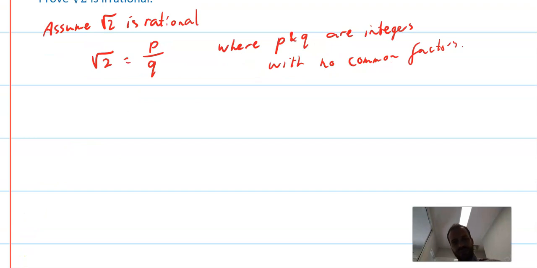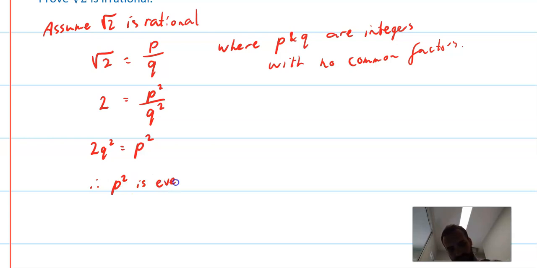Now if we get rid of the square root from the left-hand side by squaring both sides, we can say that 2 is equal to p squared over q squared, right? We're just squaring left and right. And we could also say that 2q squared is equal to p squared. All right, what does that mean? Well, that means that p squared is even.